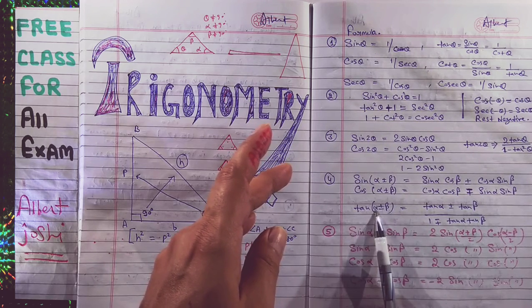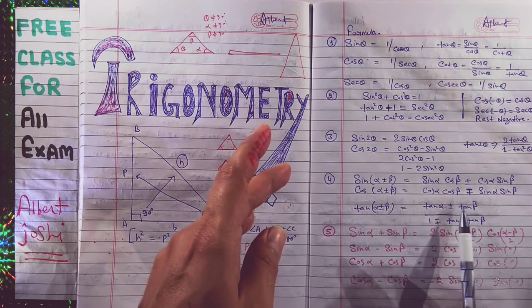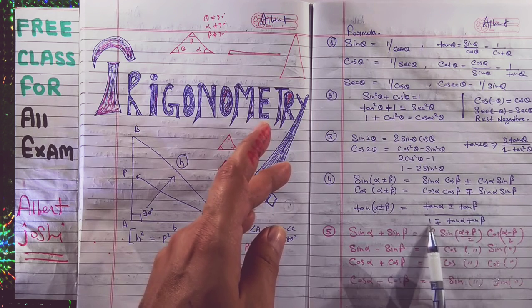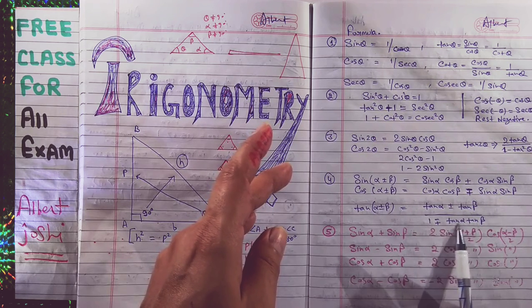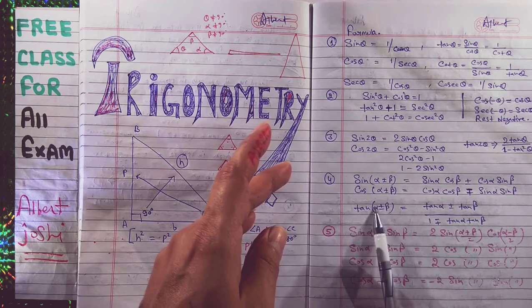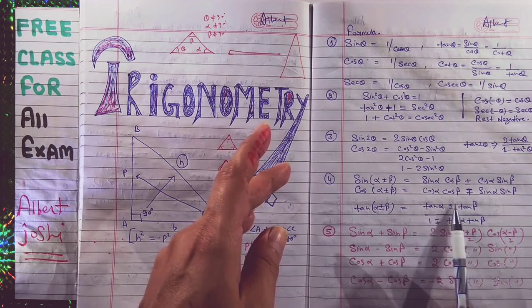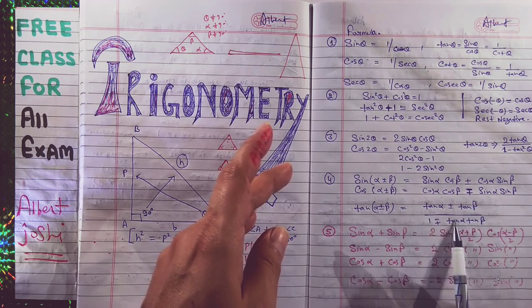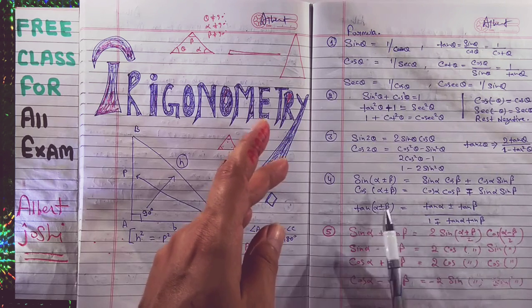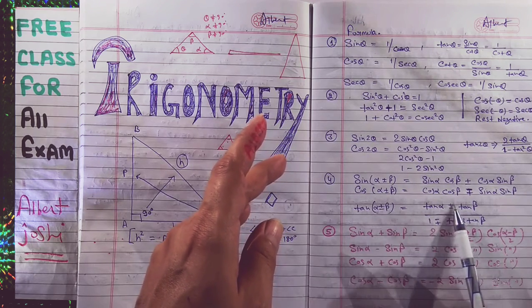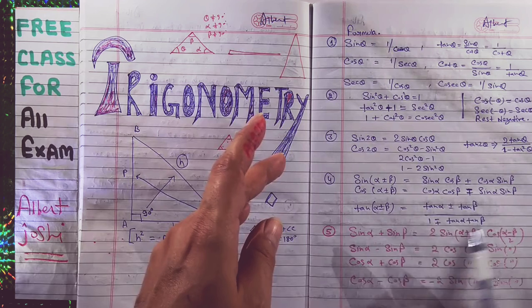Similarly, tan(α ± β) = (tan α ± tan β) upon (1 ∓ tan α tan β). That means tan(α + β) = (tan α + tan β) upon (1 − tan α tan β). You have to remember that according to the sign, the value is also changing.